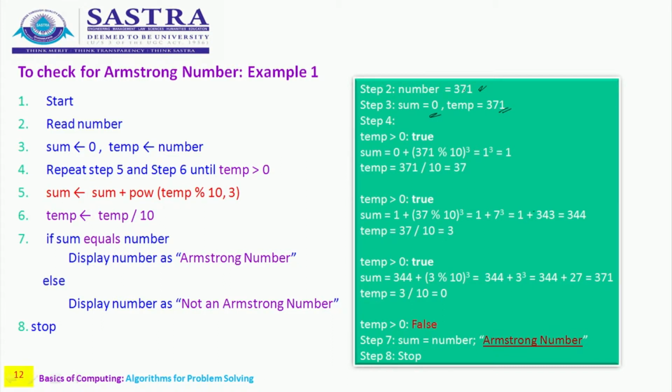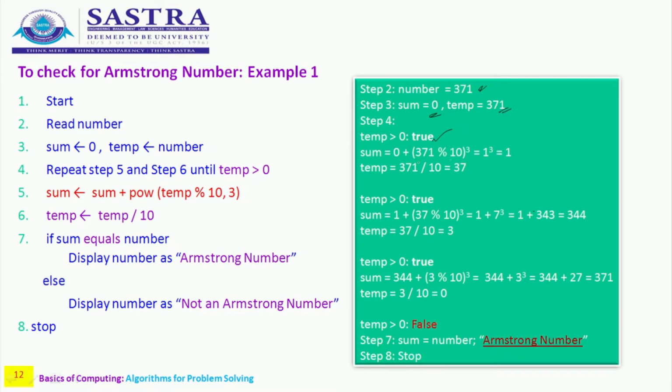So what is the condition for us? Temp must be greater than 0. So the user has entered 371, which is greater than 0. So we can enter into the loop. Once we enter into the loop, what is the procedure? Sum is equal to sum plus, the initialization for sum is 0, plus 371 mod 10. Temp mod 10. So 371 mod 10, whole power, that is what is written as power of temp mod 10, comma 3. So this is what is happening.